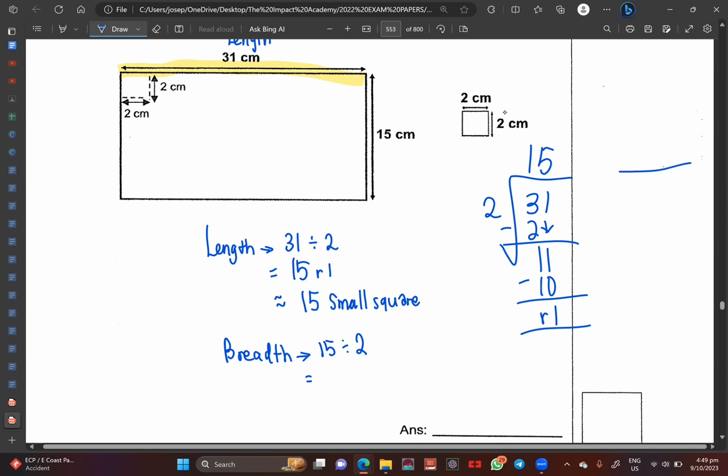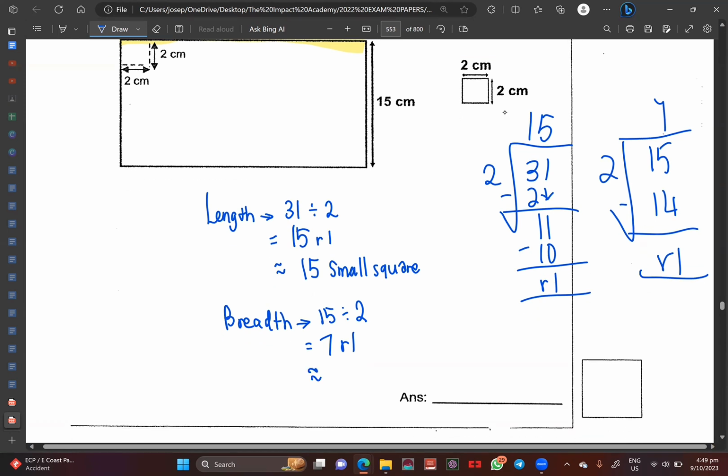We are going to use the division umbrella to help us. 2, 7, 14. Am I making sense here? Wow, it means that I have a remainder 1. Agree or disagree? Agree. That means to say I can have 7 full squares. I have to change this to 7 small squares. Am I making sense here? I will ignore the remainder.